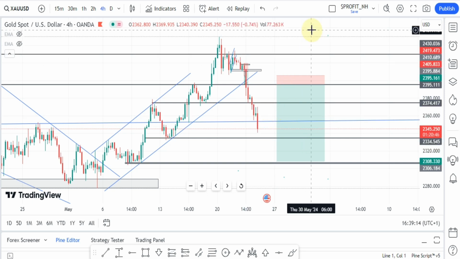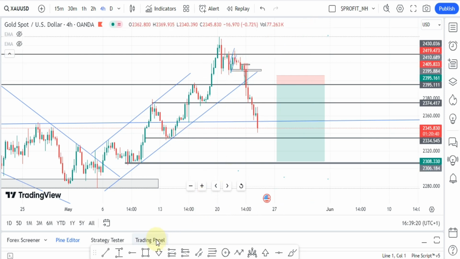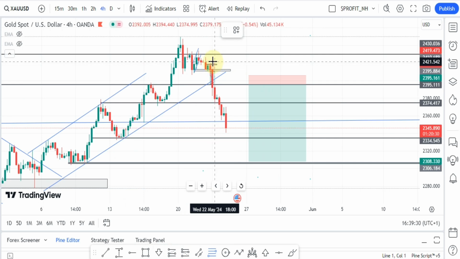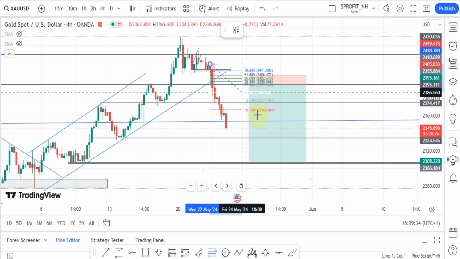And I showed you guys how to measure retracement. So this is what I'm expecting the market to do. I showed you how to measure the retracements using the Fibonacci tool. Let me just measure this one. So this is where we had the impulse move from, we had the impulse move from this area all the way down here.